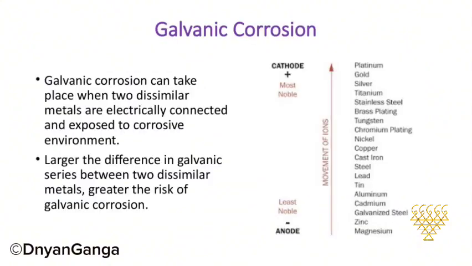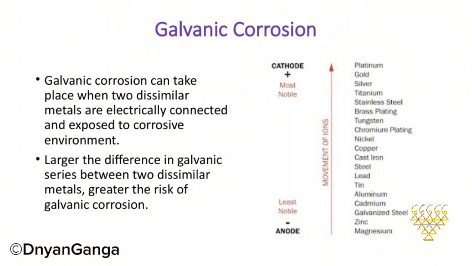Galvanic corrosion occurs when two different metals are electrically connected and are exposed to a corrosive environment. Essentially, if you have dissimilar metals in contact and there's moisture or other corrosive elements present, one metal can start to corrode faster than it normally would. The key point to remember here is that the greater the difference in the galvanic series between these two metals, the higher the risk of galvanic corrosion. So, metals that are far apart on the galvanic series are more likely to cause problems when connected.